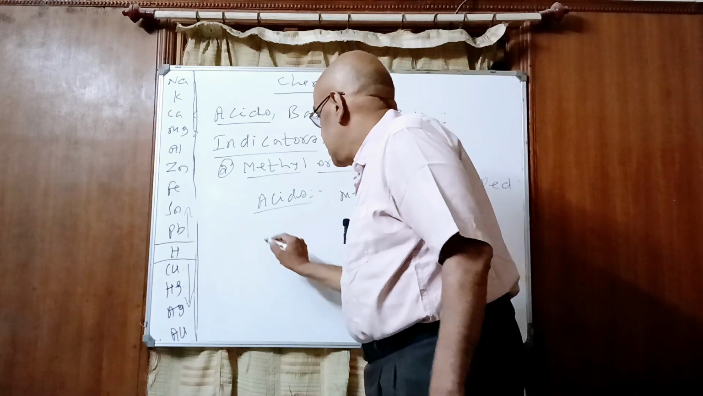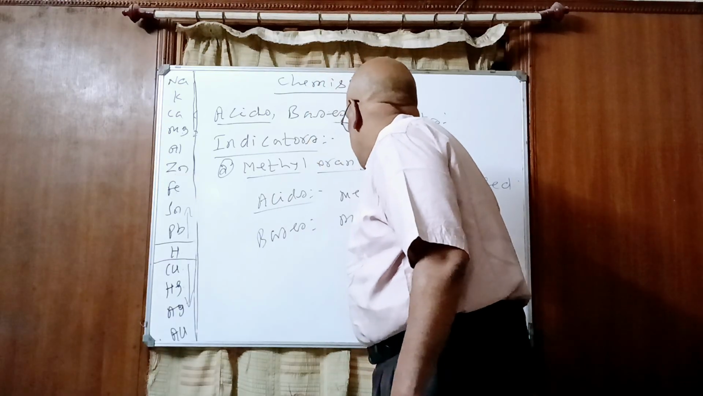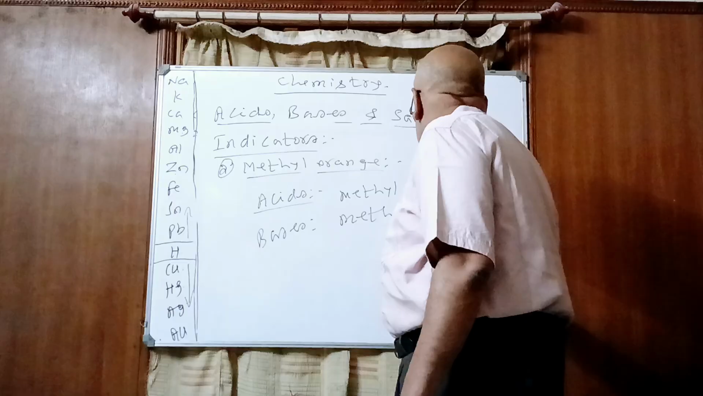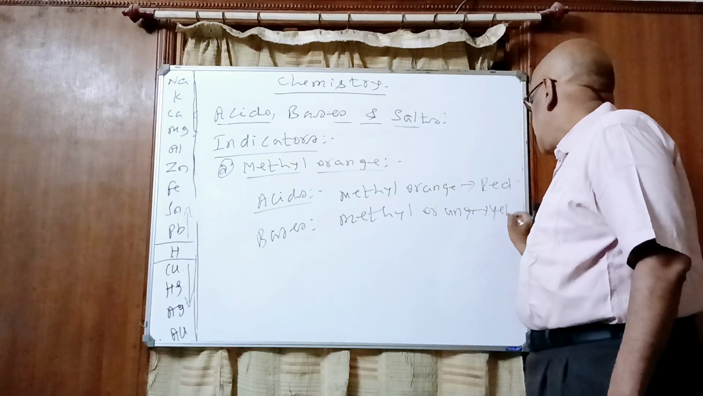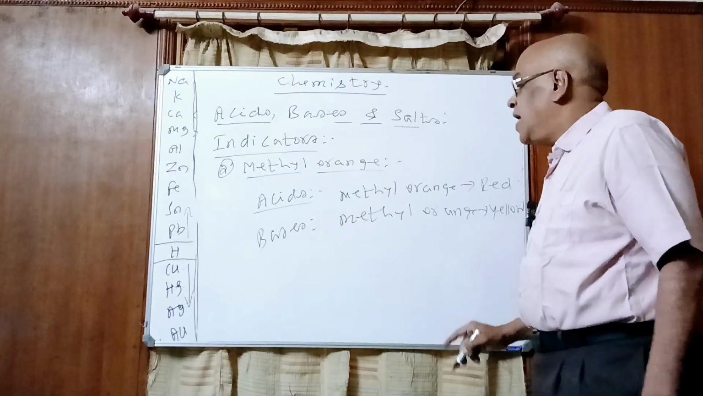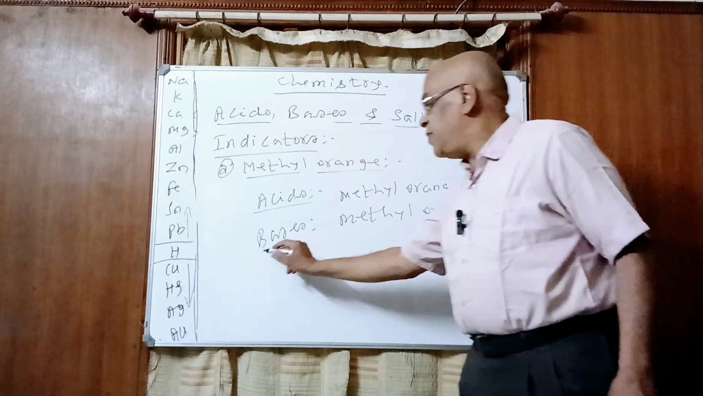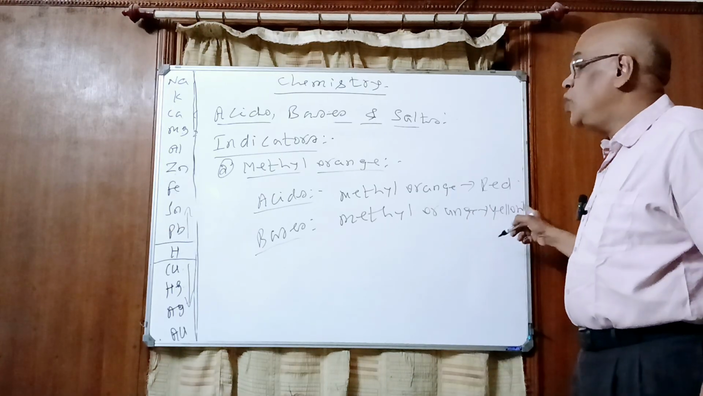What happens with bases? Bases turn methyl orange yellow. So what is the action of acids on methyl orange? They turn it red. What is the action of bases on methyl orange? They turn it yellow.